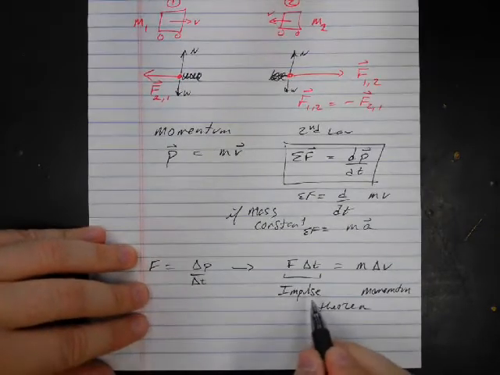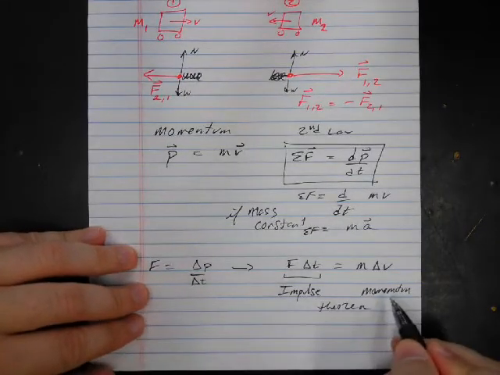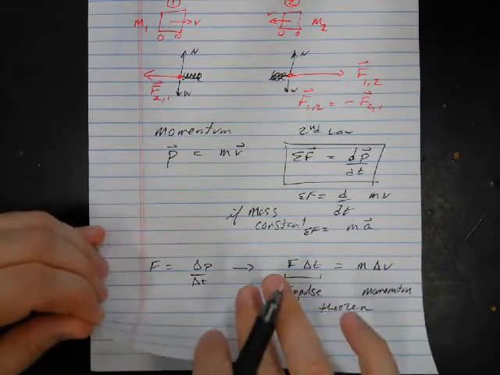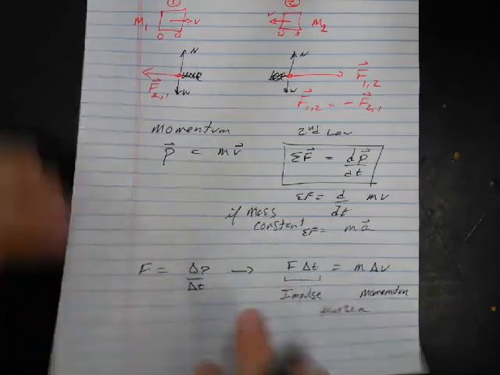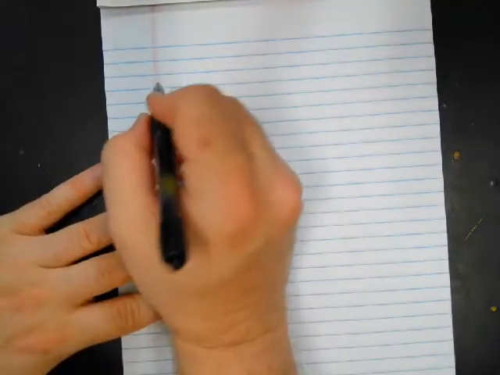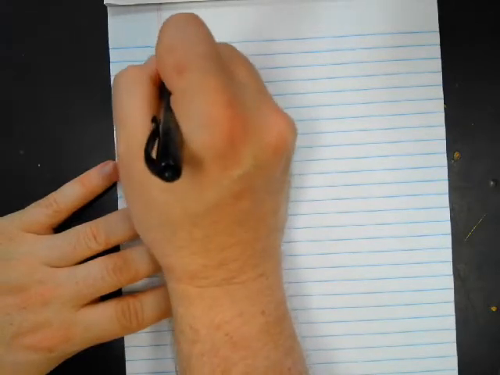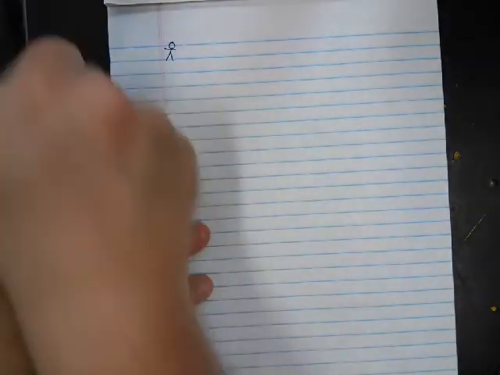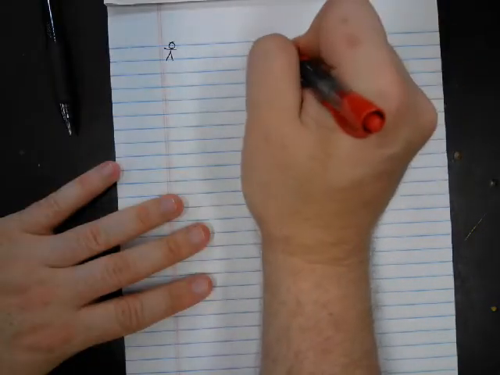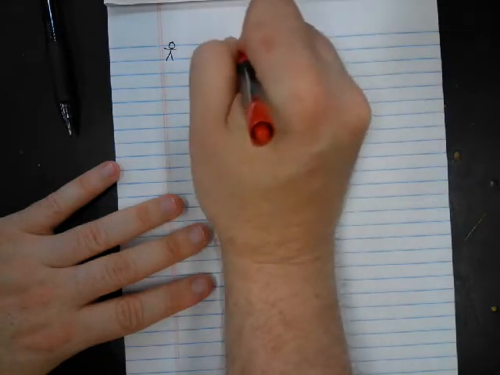All right, your impulse has to equal your change in momentum. So, we can do an example of that. Like, let's say you're trying to hit a baseball. All right, so there you are. Here's the other team in red throwing the ball.